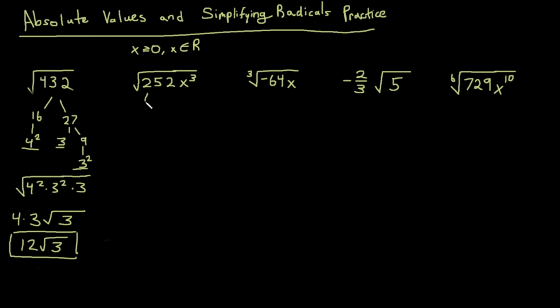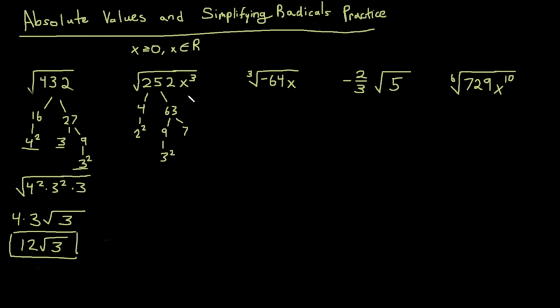So 252 can be written into its factors. This can be written as 4 and 63. Now we know that 4 is also a perfect square, so we can just directly write this as 2 squared. Now, let's break 63 down. We can write 63 as 9 times 7. We know that 9 is also a perfect square, so we can just write this as 3 squared.